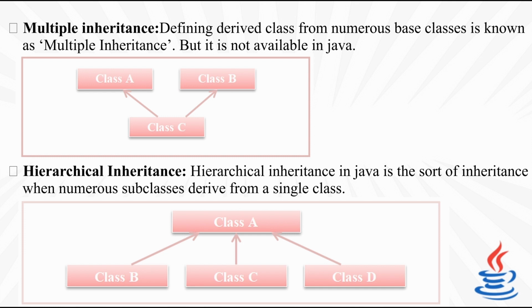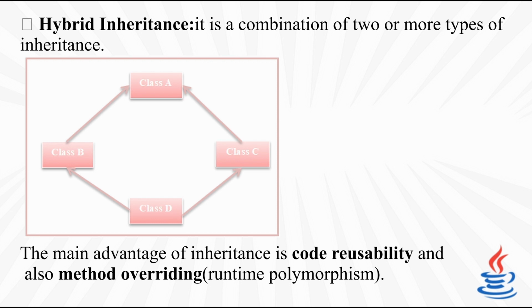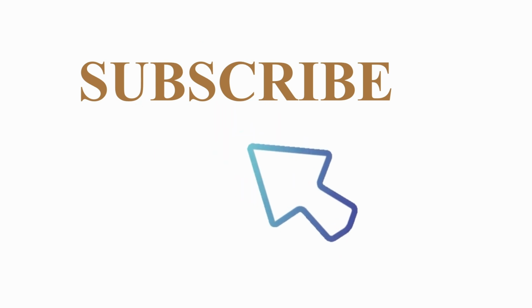Hierarchical inheritance in Java is the sort of inheritance when numerous subclasses derive from a single class. Next is hybrid inheritance. It is a combination of two or more types of inheritance. The main advantages of hybrid inheritance in Java are reusability and modularity of the code. Next point is main advantages of inheritance. It provides code reusability and also method overriding. That means runtime polymorphism. That's about part 4.